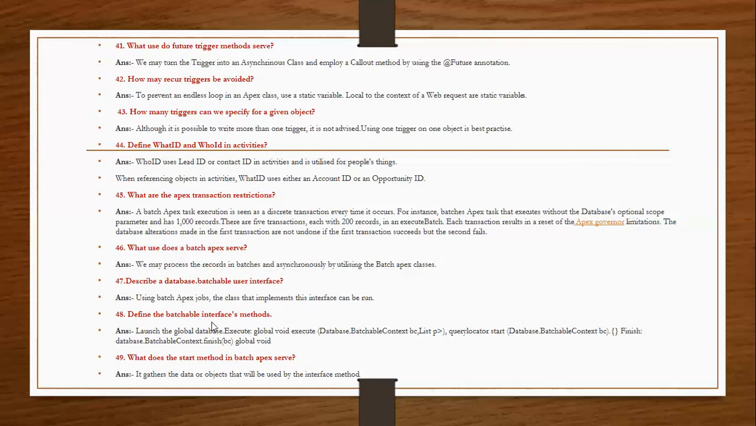Next, define the Batchable interface methods. Global Database.QueryLocator start(Database.BatchableContext), global void execute(Database.BatchableContext, List), and global void finish(Database.BatchableContext).